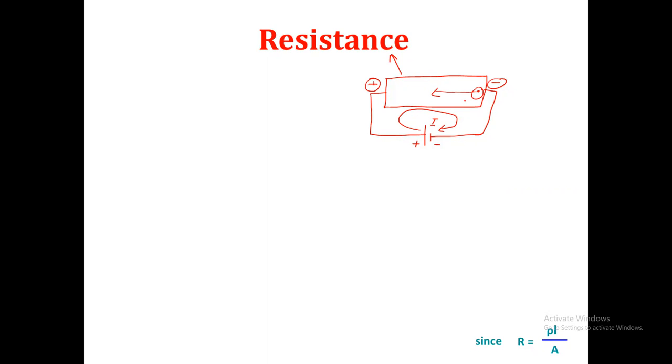So there are 4 factors. Let me tell you what are these 4 factors. Number 1, length of the conductor material. What? Length of the conductor material. Number 2, area of cross section.